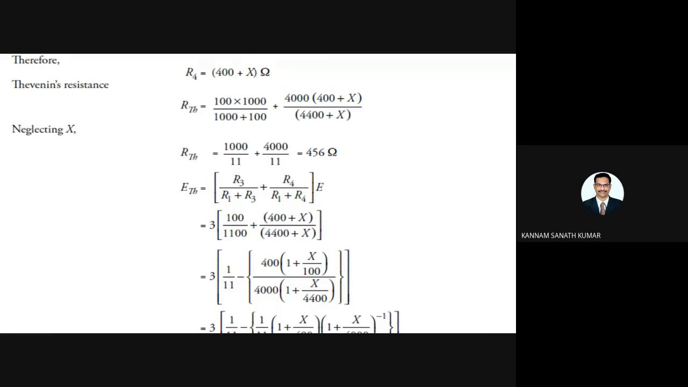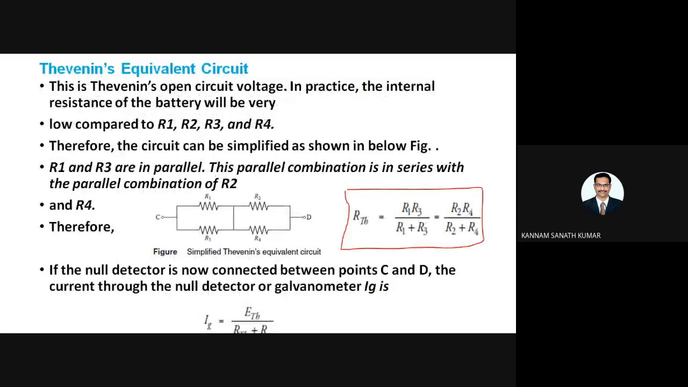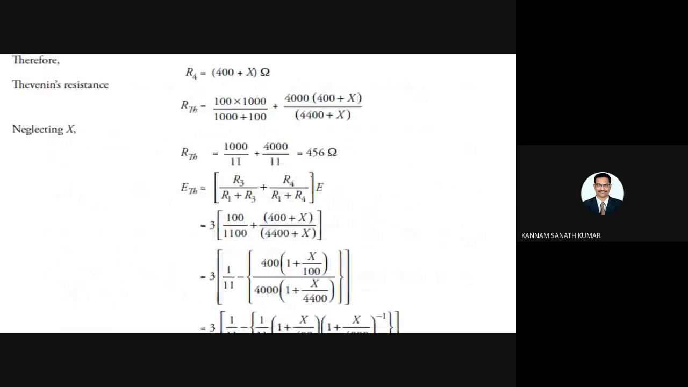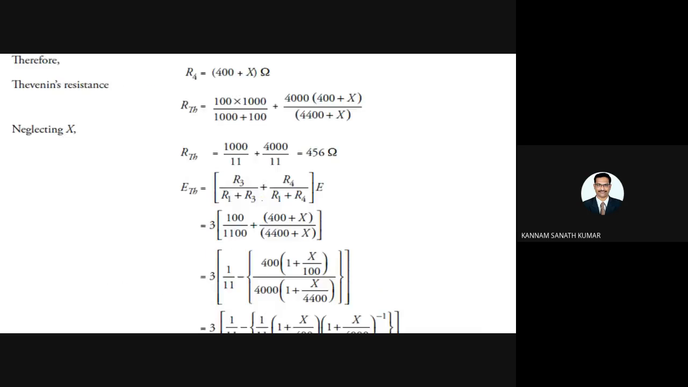So let us consider R4 equal to 400 plus X ohm. You have to find the Thevenin's resistance. Previously you got the Thevenin's resistance, no? So what is Thevenin's resistance? R1 R3 by R1 plus R3, plus R2 R4 by R2 plus R4. So in this problem, R1 R3 is 1000 into 100 by 1000 plus 100.